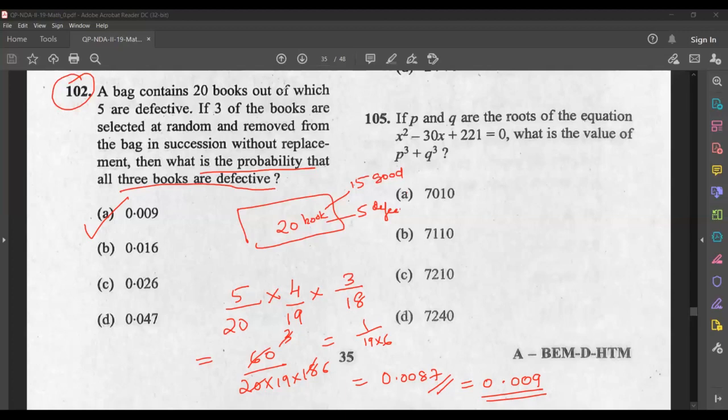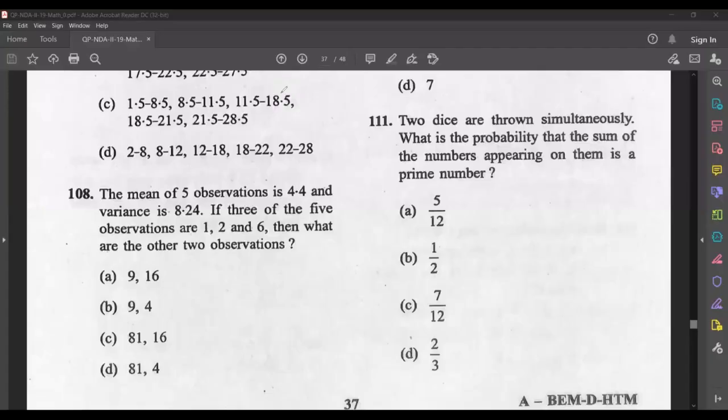Okay. So let's go to the next question. See the 111th question. 2 dice are thrown simultaneously. What is the probability that the sum of the numbers appearing on them is a prime number? See this question, 111th question. Try to answer on your own. Comment your answers.